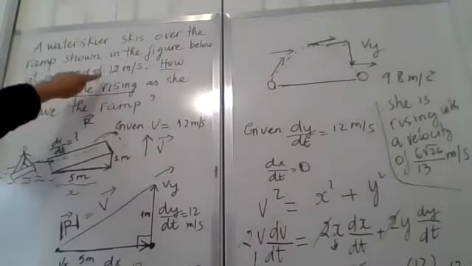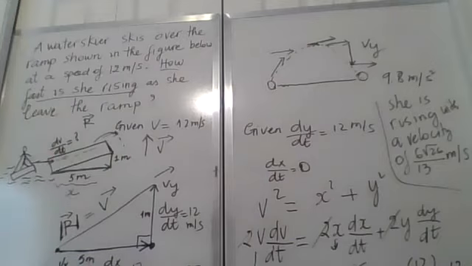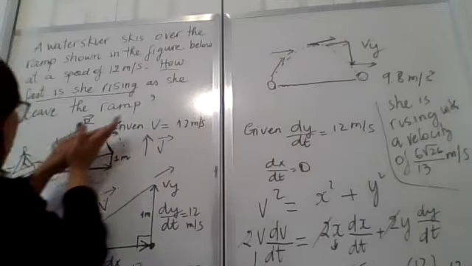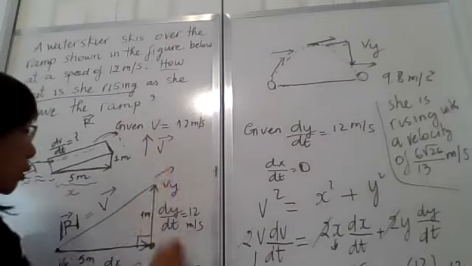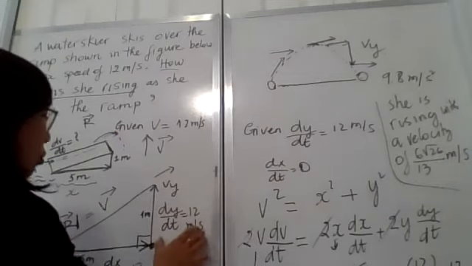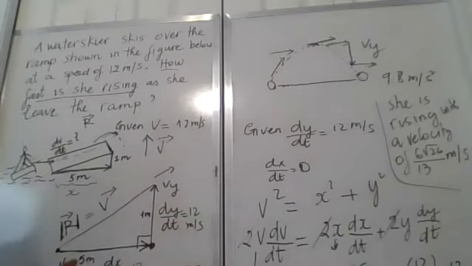Now in this case, the given factor is 12 meters per second. We understand that because she rides with this speed, which she tried to jump over the ramp. So this has a force of gravity pulling her down. And therefore, this is the vertical Vy and not Vx. The horizontal velocity Vx equals 0.